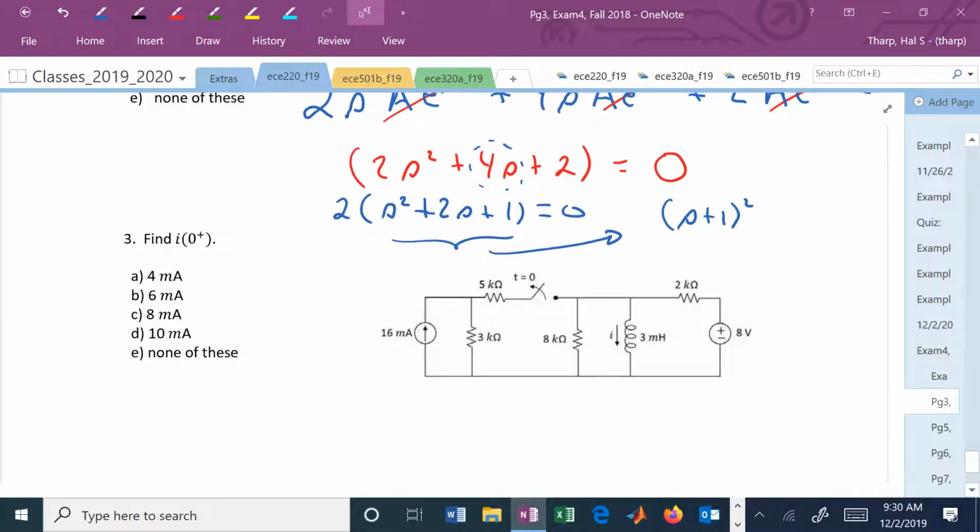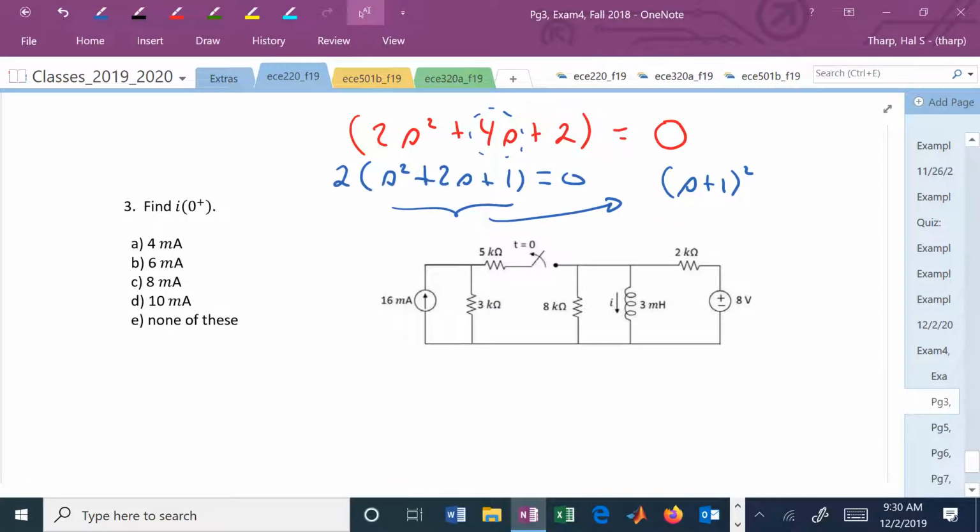Problem 3. Find I of 0 plus. And I is an inductor current. And we have a switch, and it switches at 0. But what do we know about the inductor current? Eli, I, it's the last variable in that Eli expression. I cannot change instantaneously. If we can find I at 0 minus, we've got it at 0 plus.